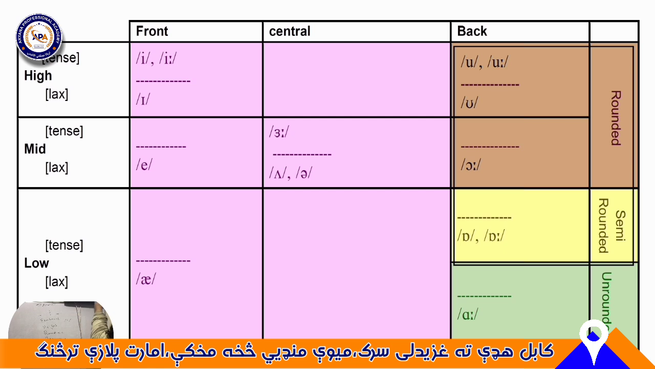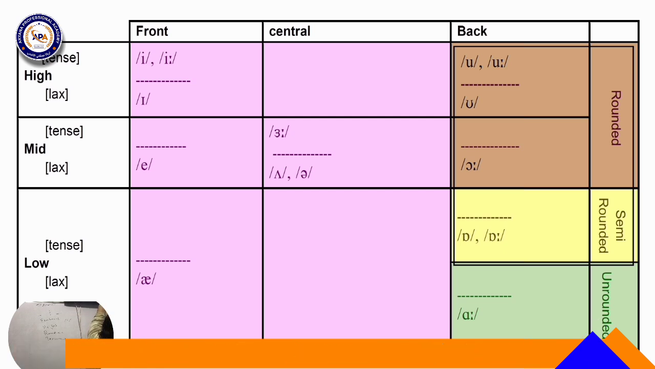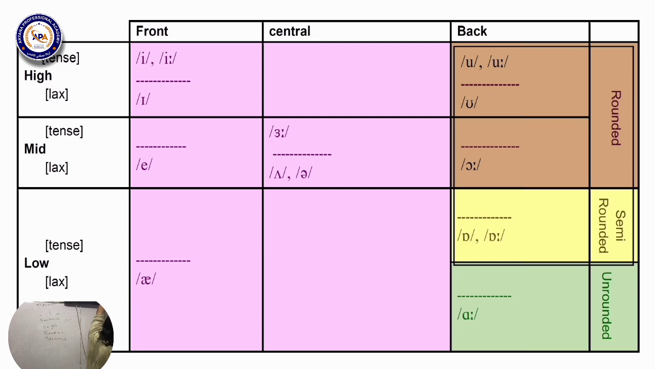And then we come to low back vowels. We have three low back vowels. None of them is tense, all three are lax. Two of them are semi-rounded, one is unrounded. These two are semi-rounded, half-rounded. And they are back vowels, at the same time lax. And this one is also a back vowel and at the same time lax, but this is unrounded. The lips are not rounded.